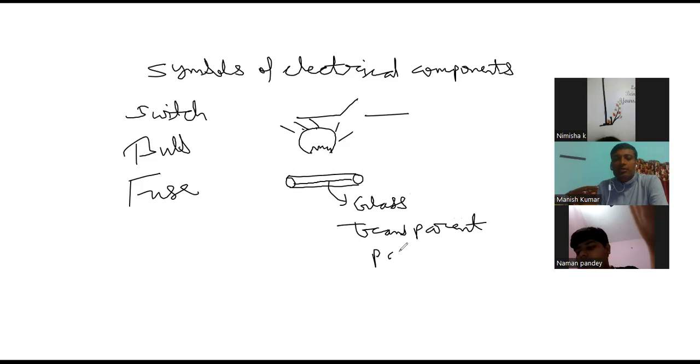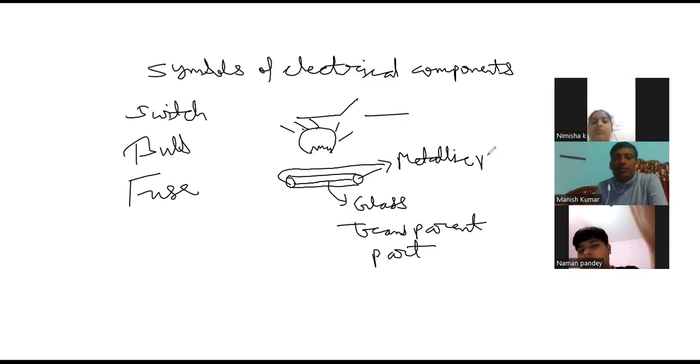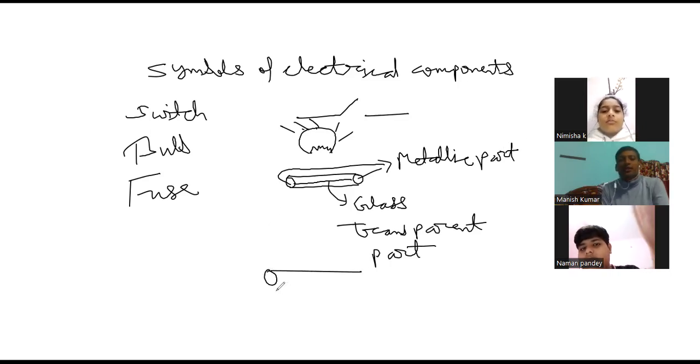This is the transparent part, and this one is the metallic part, silver in color. Now, if this fuse blows off, then you can check it because it is transparent. This wire will be broken. We can see that this part is broken. That means the fuse has blown off.